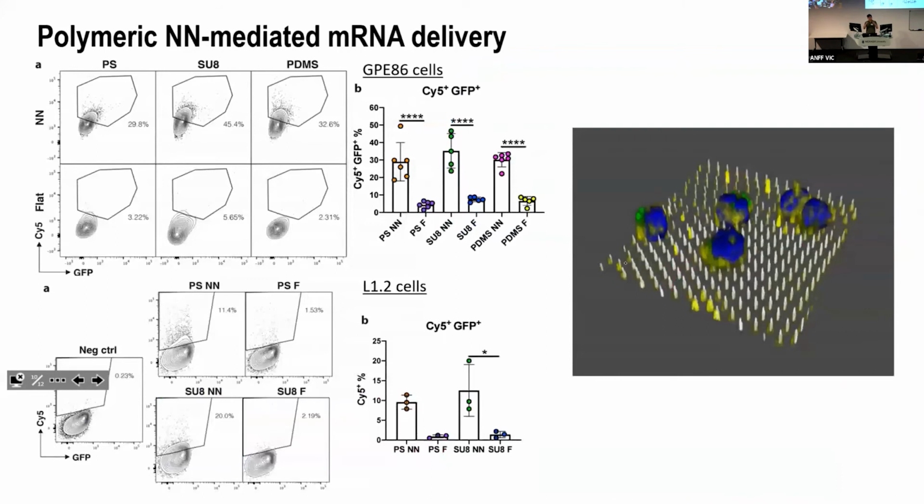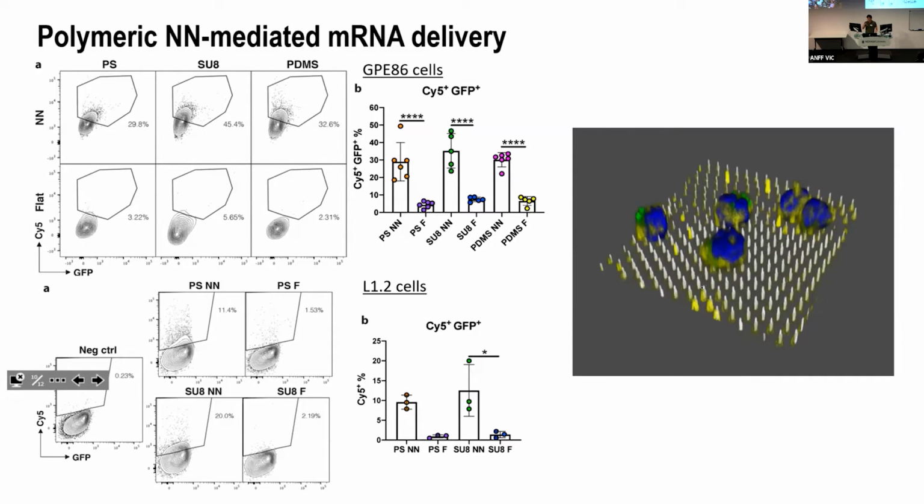So we take these three different types of polymer nanoneedles, and then we do messenger RNA delivery using this platform. This messenger RNA has a sci-fi tag, which can be shown in the yellow signal here, which showed a loading of this messenger RNA on top of our nanoneedles.